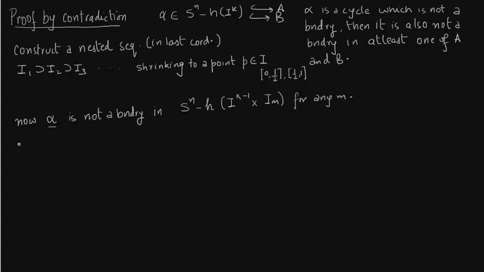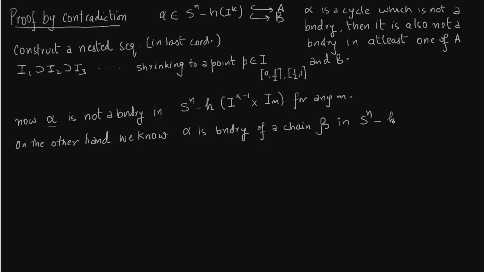Okay, now we write the contradiction part. So on the other hand, you know alpha is a boundary of a chain beta. So alpha is a boundary of a chain beta in Sn minus Hik minus 1 times P. So this is Ik minus 1 times P. Now this was from our inductive step.